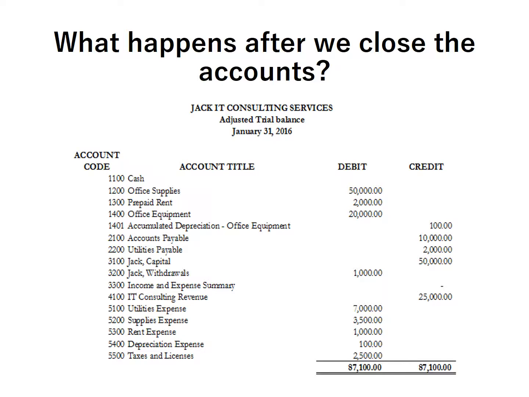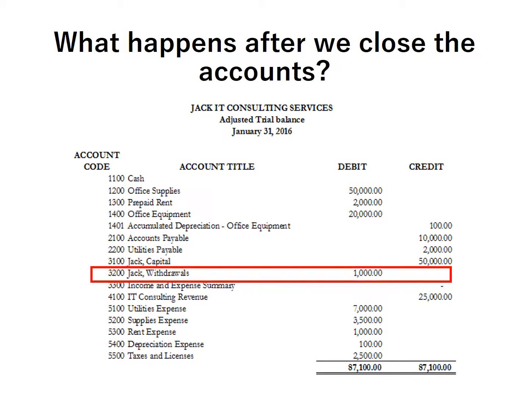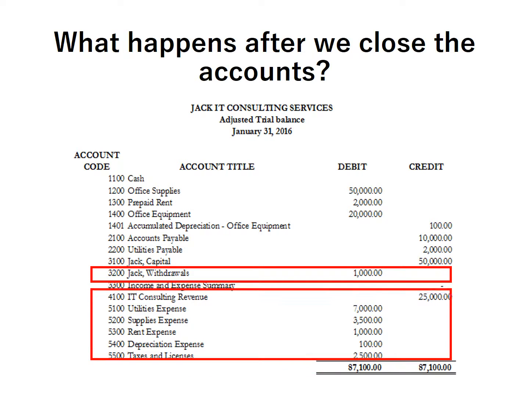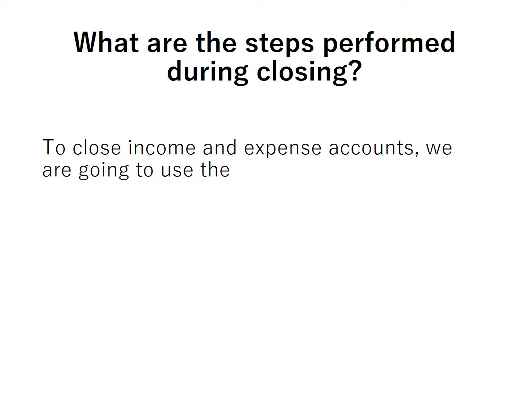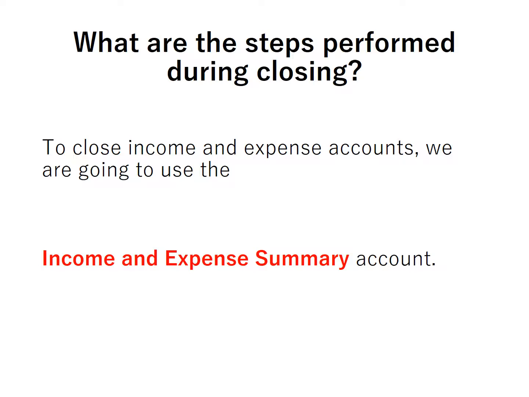Let us use Jack IT Consulting Services adjusted trial balance to show you how closing is performed. Again, we are going to close Jack withdrawals and all income and expense accounts. To close income and expense accounts, we are going to use the income and expense summary account.